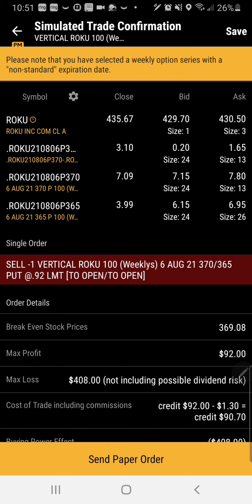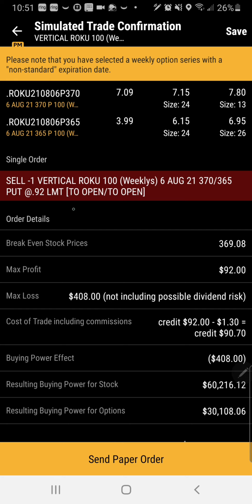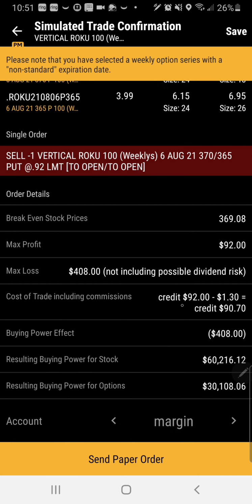Well, here's why. If the market was open, you'd be able to see that the probability of this trade, of you reaching your maximum profit, or in other words, being able to keep all $92 that you collected when you opened the trade, the probability is probably really, really high.